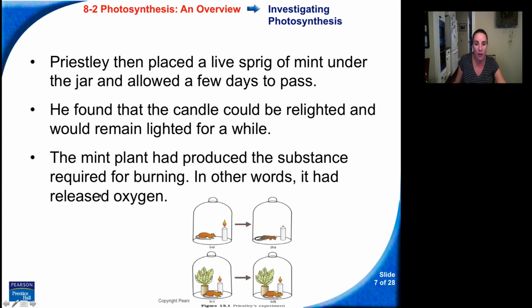So what he found out was that plants release oxygen. So they take in carbon dioxide, but they release oxygen, which is what kept the candle burning. So he put the candle in. He also included a mouse, which was not in your notes. And after a while, the flame went out and the mouse died. But if you added the mint leaf, both the candle and the mouse survived and stayed lit for a while.